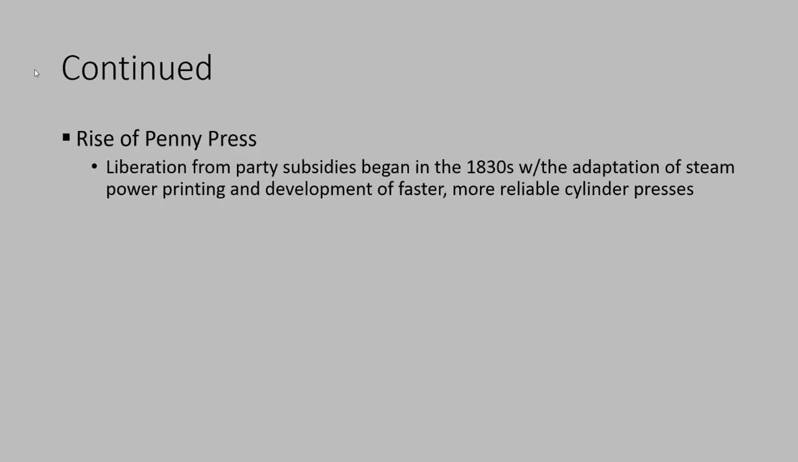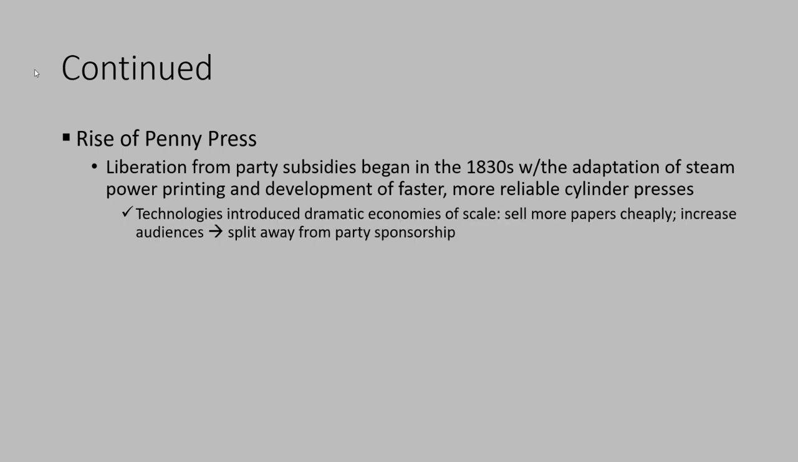Rise of the penny press. Liberation from party subsidies began in the 1830s with the adaptation of steam-powered printing and development of faster, more reliable cylinder presses. Technologies introduced dramatic economies of scale. You could sell more papers cheaply, increase their audience, and they could also split away from party sponsorship.